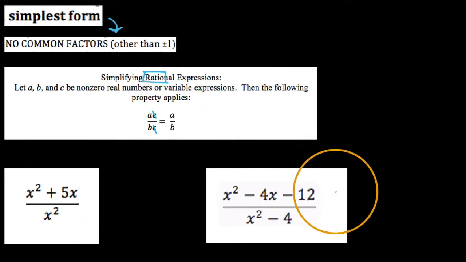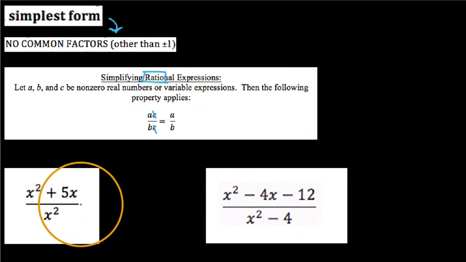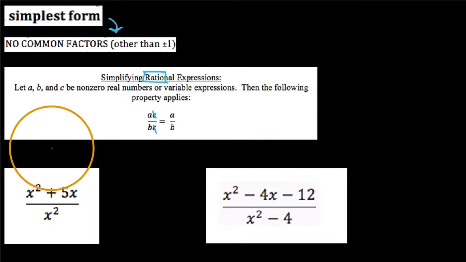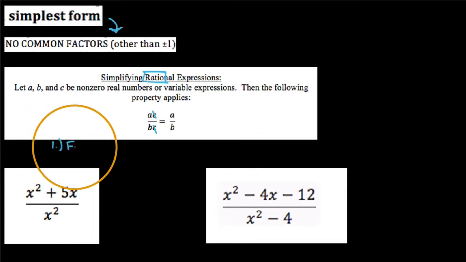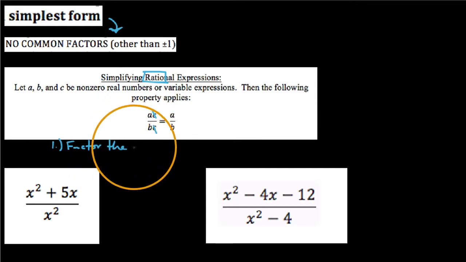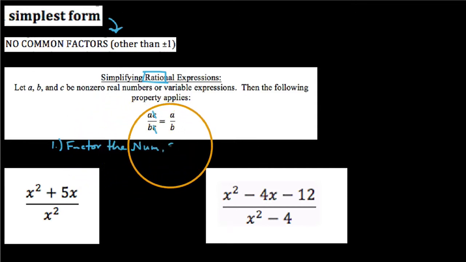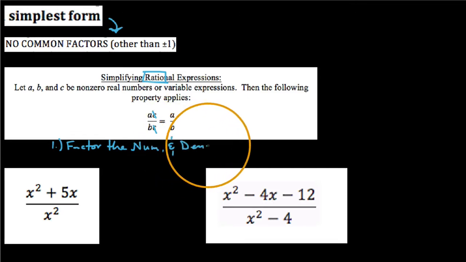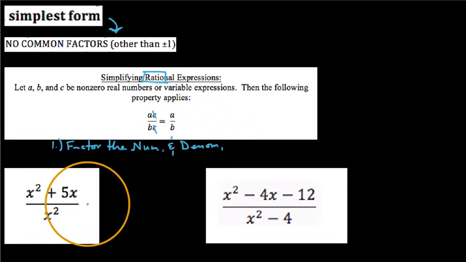So in each of these expressions down here, I'm going to talk about how it is that we typically simplify rational expressions. Step number one is always going to be this: factor the numerator and the denominator. So this is basically all we're ever going to do. Factor the numerator and the denominator. And we're going to look for common factors in the top and the bottom.